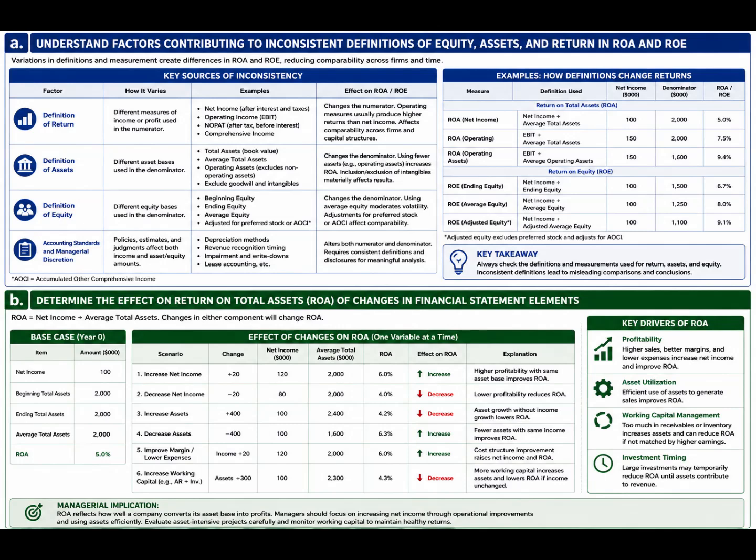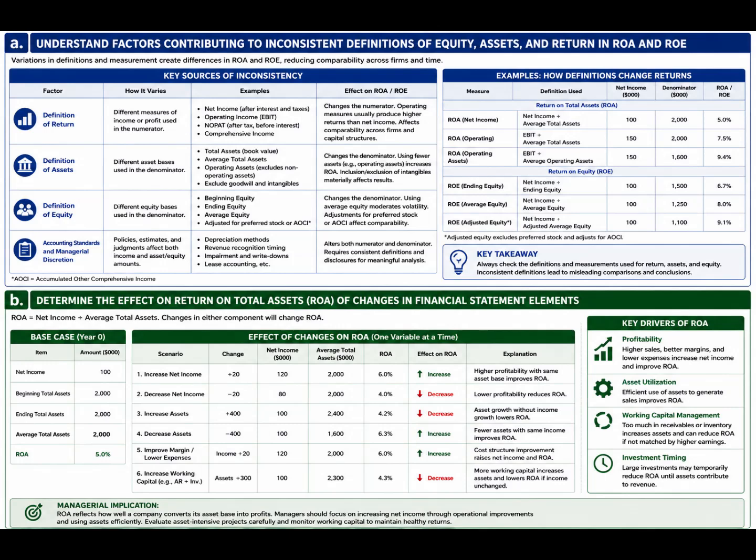For example, major capital expenditures may temporarily depress ROA until the assets generate revenue, highlighting the importance of timing in investment evaluation. Cost structure changes influence ROA. Reductions in operating expenses or improvements in gross margin increase net income, thereby increasing ROA.